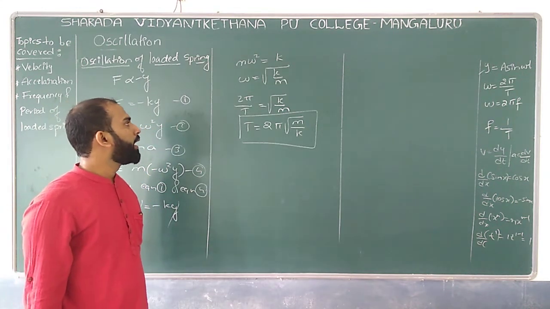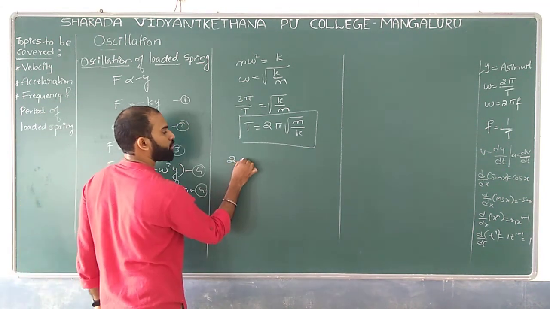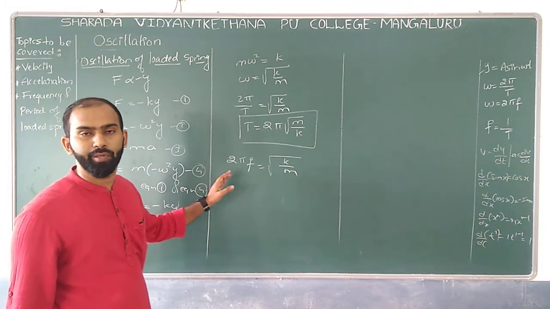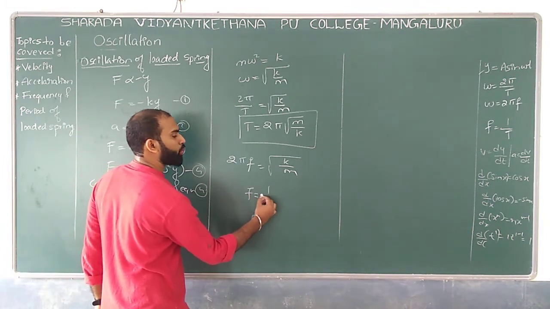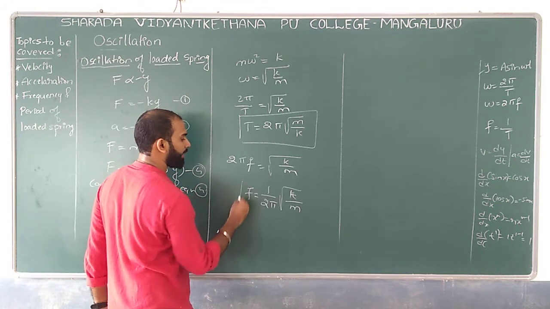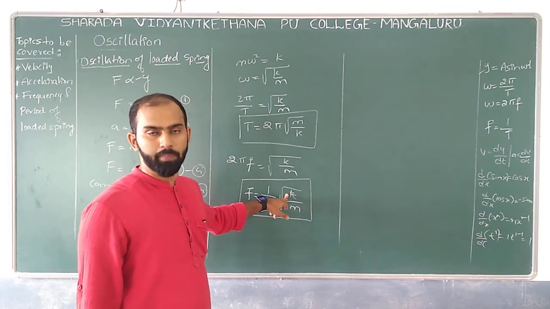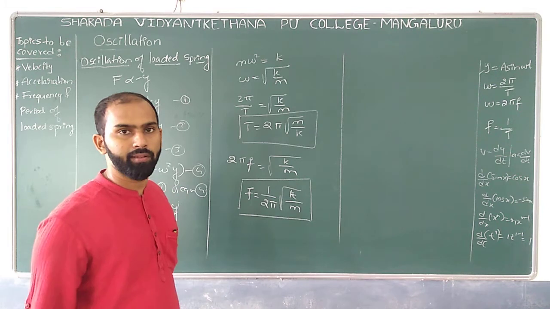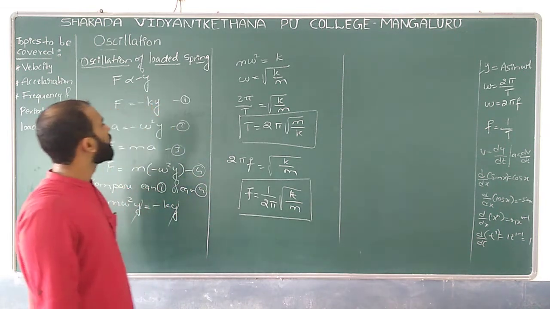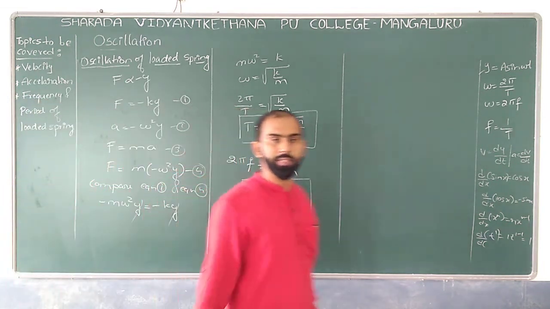Yes or no? Yes. And similarly, if I replace omega as 2 pi f, then 2 pi f is equal to square root of k by m. If I want to write with respect to frequency, I can write frequency is equal to 1 divided by 2 pi into square root of k by m. So this is one more formula, where k is a spring constant, m is the mass, and 2 pi is a constant, and this is how exactly it varies with respect to applied load. Okay. So this could be the time period.